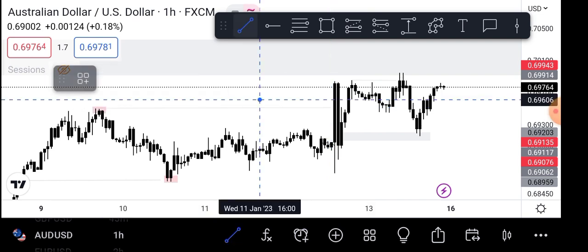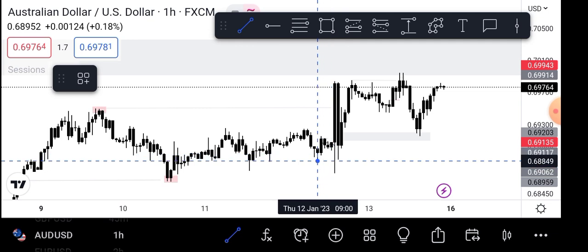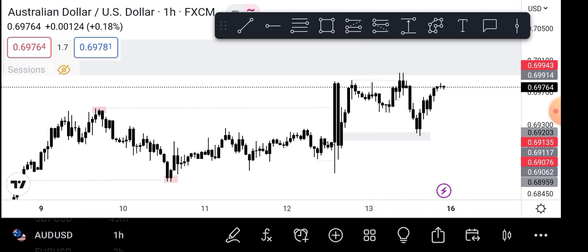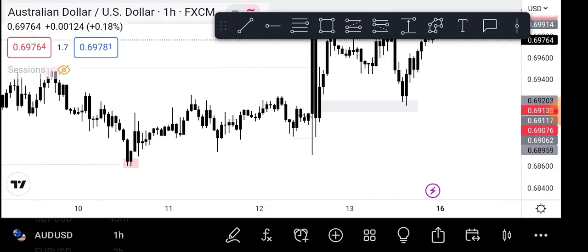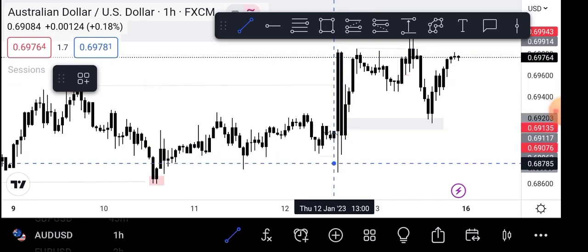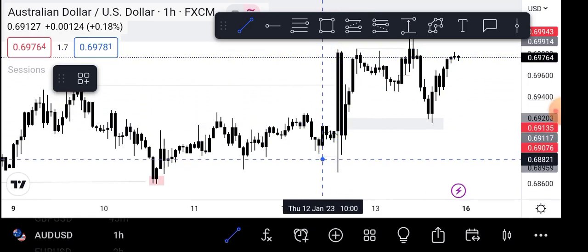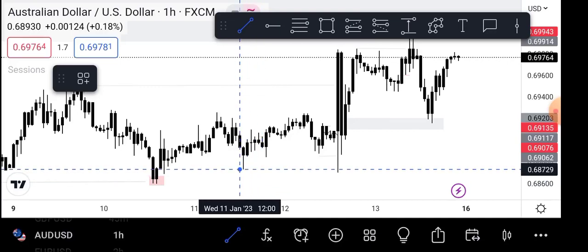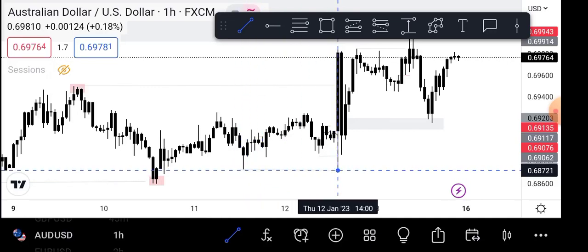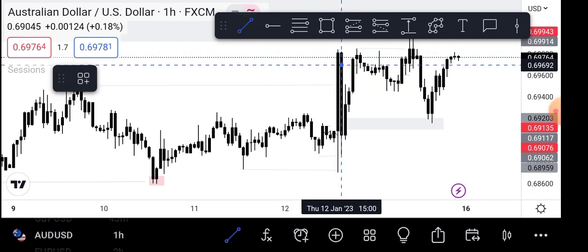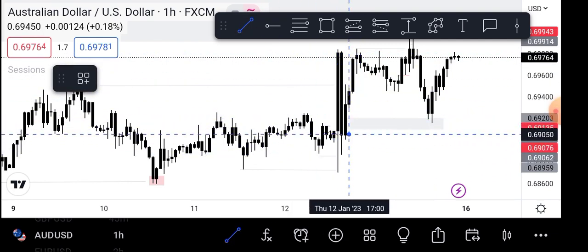After the break of structure, you can see this was a leg that broke structure. So it took liquidity to break structure. You can see this was a candle that broke structure. It took liquidity to break structure. Even over here, it took liquidity to break structure. Then this candle came as a retracement.